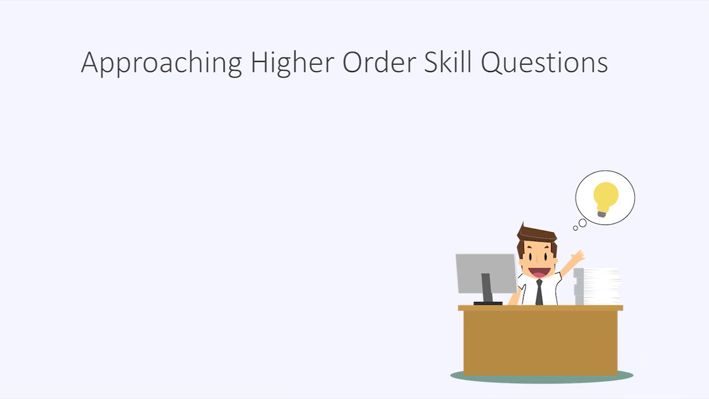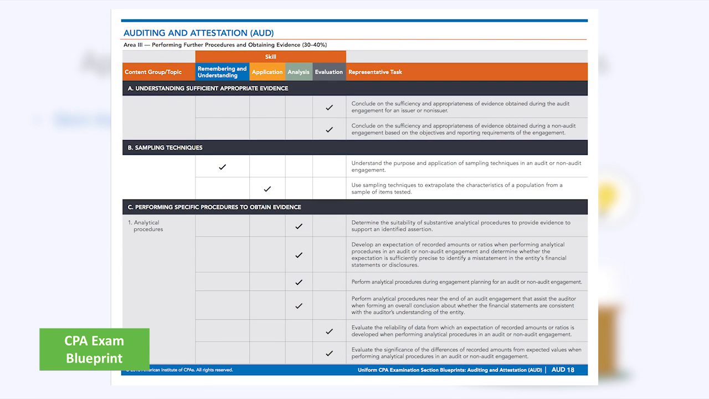Now, approaching higher order skill questions. What we suggest you do is skim through the blueprints. And the blueprints are great. They replace the old CSOs, content specification outlines. They tell you how an area is going to get tested, but it also shows you what skill level they're looking for. As a general rule, if it's remembering and understanding, it's multiple choice. If it's application, it could be either multiple choice or a task-based simulation. If it is analysis or evaluation, it's going to be in the form of a task-based simulation.